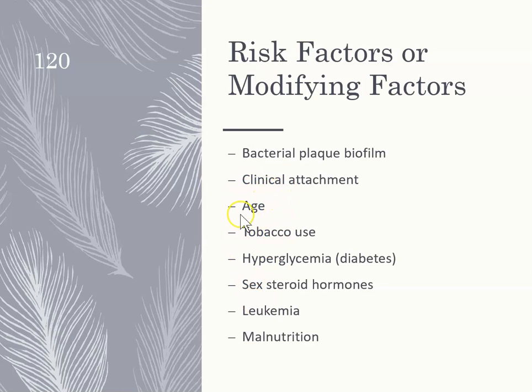So there are some that are modifiable. Plaque is modifiable because that can be changed, but there are some that are not modifiable. Age is not, right? You can't get younger. It's not modifiable. But tobacco is, and diabetes you can control. So there are some things that are modifiable, and other things that are non-modifiable.